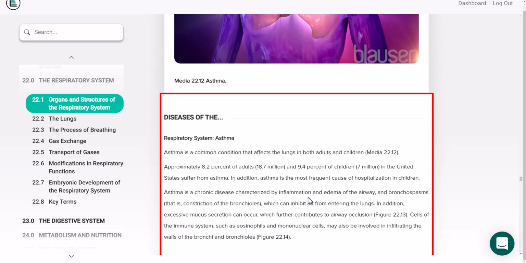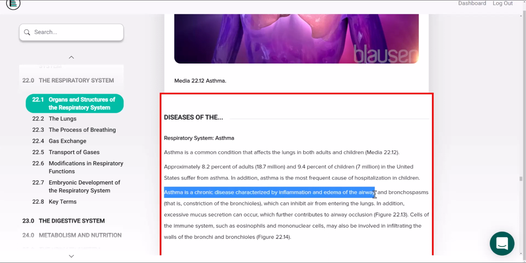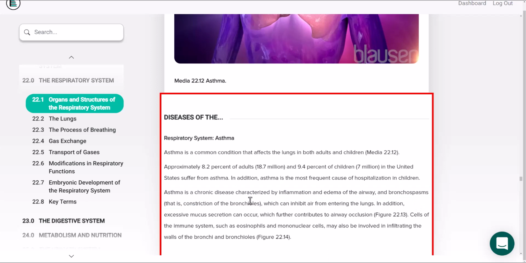Now, what can go wrong? All of us, I'm sure, have heard of asthma. Asthma is a relatively common condition affecting lots and lots of people. Really, it's a chronic inflammatory response of the airways, especially of the bronchioles. So this is a condition of the bronchioles, not of the bronchi.